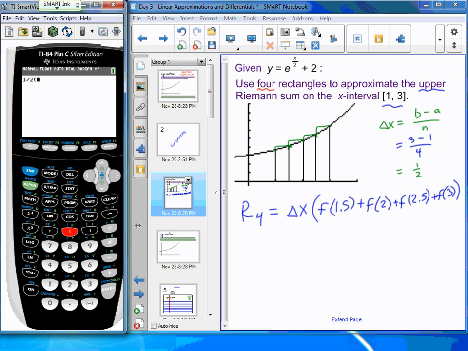times parentheses. I want the value of my function at x equals 1.5 to be the height of my first rectangle. So I'll go ahead and do vars, y vars, function y1 of 1.5. Close, plus vars, y vars, function y1 of, what's my second x value? Oh, 2. And this way I don't have to copy down decimals all the time, I can do a single entry. Plus, my third rectangle height is given by vars, y vars, function y1, and x equals 2.5.